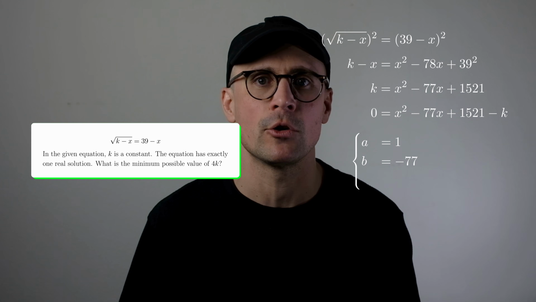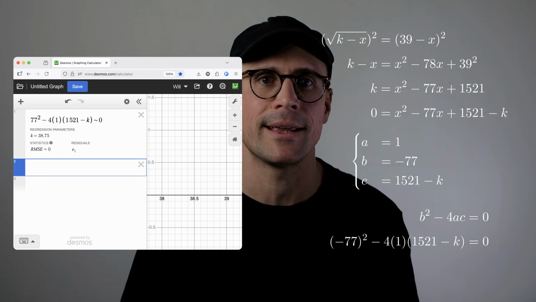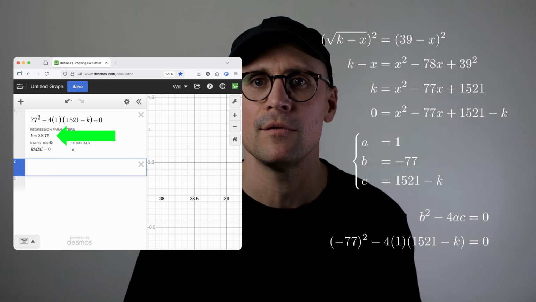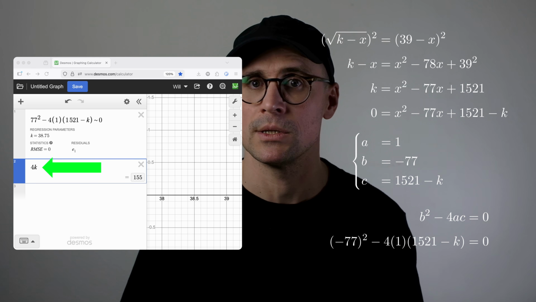And we can now use our discriminant just as before. Entering this into Desmos produces the result that k equals 38.75, and we now simply enter 4k into the next line to get, once again, 155. So, which approach is best here? Probably the first, even with the risk of hitting some weird numbers.